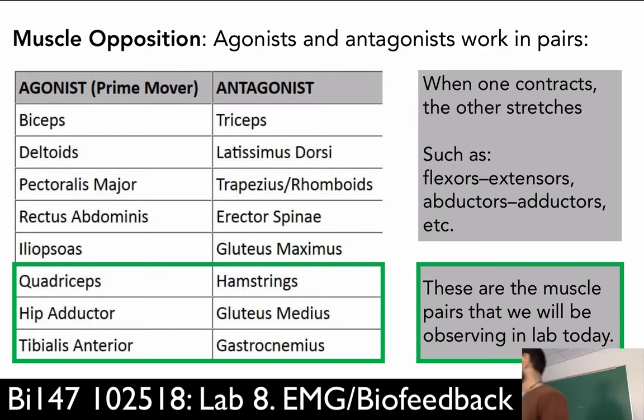So the quadriceps, in particular, the rectus femoris and the biceps femoris in the back. And then the gastrocnemius, which is your calf muscle, and the anterior tibial, or tibialis anterior, which is the muscle that runs down parallel to your shin. So those are the two pairs. We're going to be observing four muscles today.